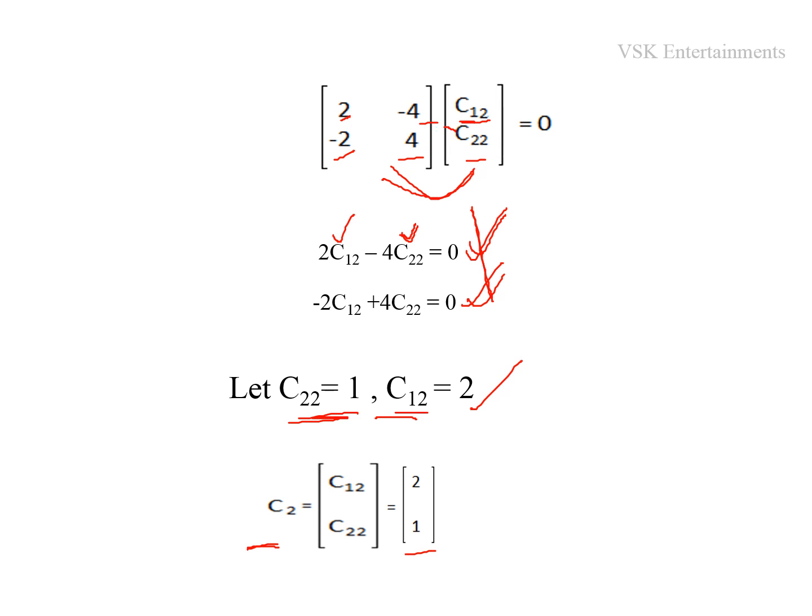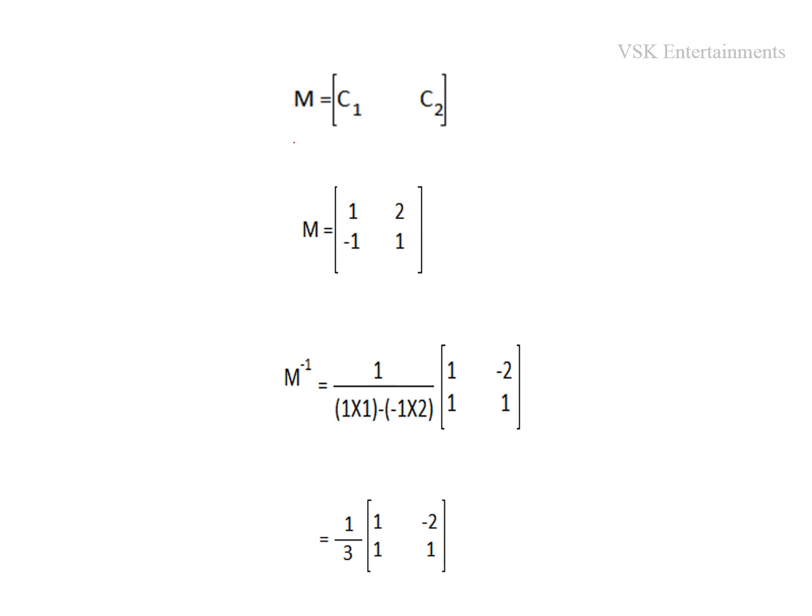Now go for the model matrix. That is, the model matrix M is equal to the matrix C1 C2. We get the C1 value and C2 value. Substitute C1 and C2 in this equation, then we are getting M is equal to the matrix 1 2 minus 1 2. Now find out the inverse of this model matrix.